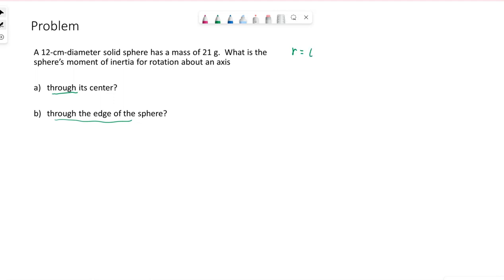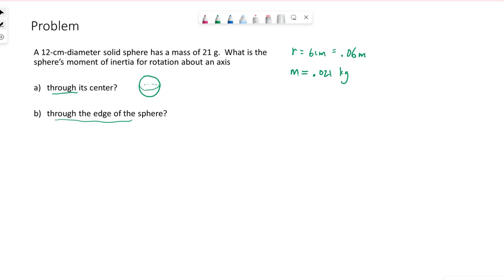All right, so we need the radius. That will be 6 centimeters, which in SI units, we will want in meters. The mass we will want in kilograms for our SI units. All right, so a sphere, that's a very terrible sphere. I apologize, my artistic skills are terribly lacking.